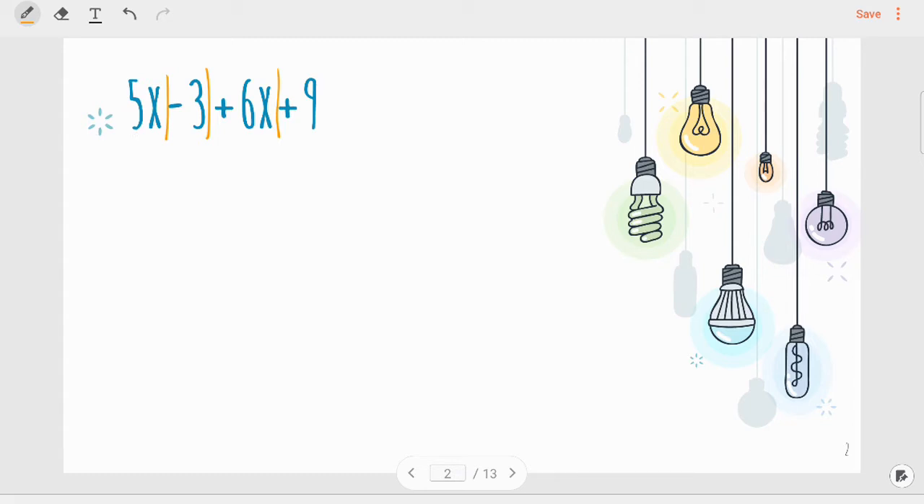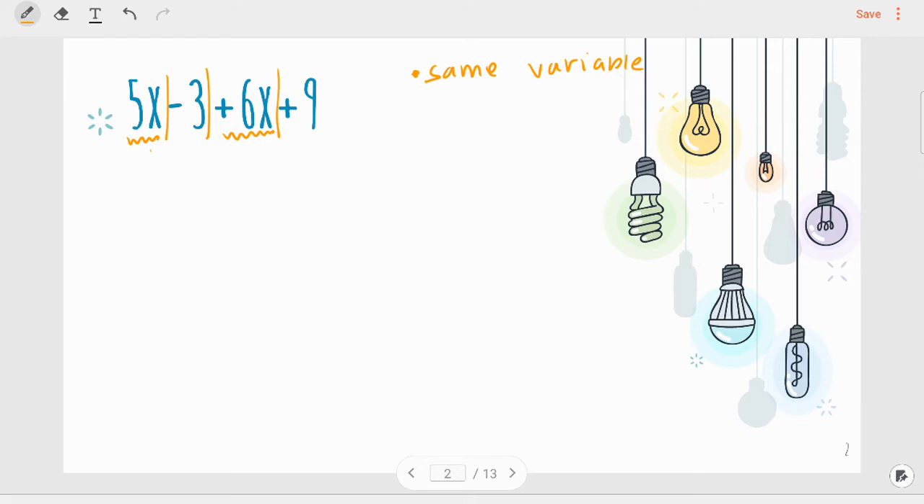So I start at the beginning and I say 5x. Is there anything that's similar to 5x? And when I say similar, I mean that we're looking for the same variable. So negative 3 does not have an x, so that does not have the same variable. I'm going to continue on. Positive 6x does have the same variable. So those are like terms. And notice I underline them the same way to show that they are like terms. As I continue on my list, positive 9 does not have an x, so they do not have the same variable and they are not like terms.